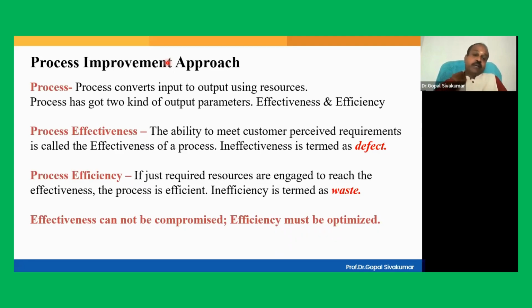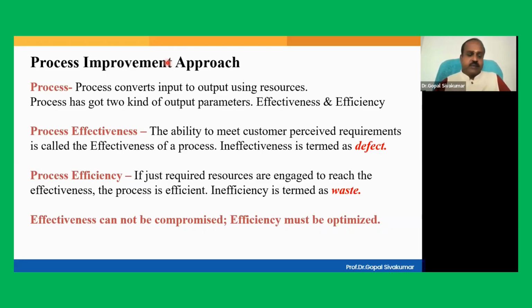Once you bring up a process to a level of effectiveness called Six Sigma level, we call it Six Sigma capability. Once you bring up a process to Six Sigma capability, the effectiveness will be close to 100%, 99.999%. If there are any defects, the defects will definitely be less than 3.4 DPMO, where DPMO stands for defects per million opportunities.